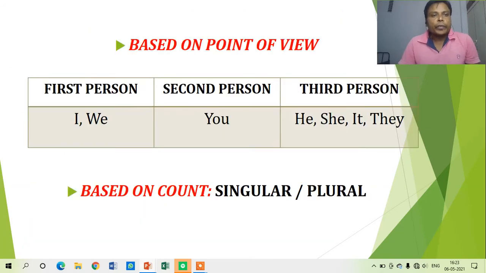Then based on point of view, there are 3 persons who can be the subject: first person, second person and third person. In first person there are 2 words, I and we. In second person, the only word is you. These are all pronouns. And in third person, there may be he, she, it, or they. This is based on point of view, and based on count, the subject will either be singular or plural. Both possibilities are there.